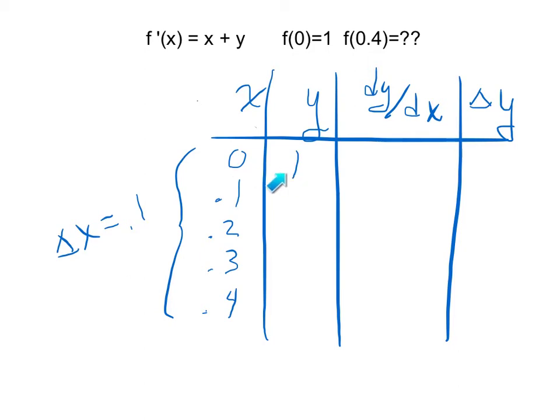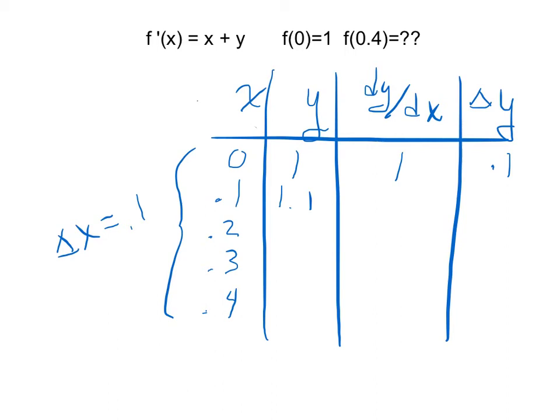So at the point 0, 1, our slope must be 0 plus 1, which is 1. And now to get our change in y, we take our slope and multiply by our change in x, which is 0.1. And then we're going to take that result and add it to our previous y value. So our new y value is 1.1. And we'll just repeat the process.